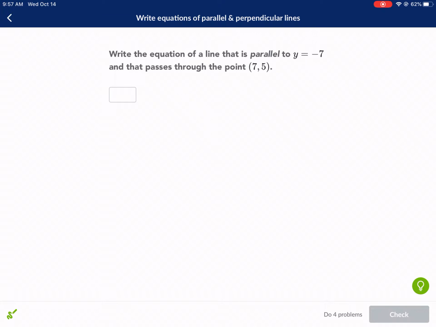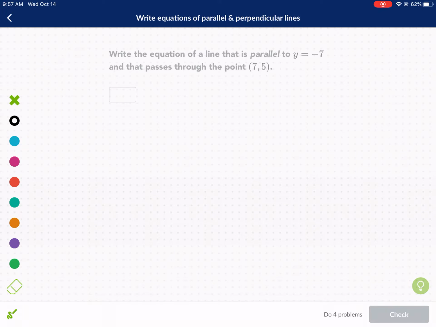Today we're doing writing equations of parallel and perpendicular lines. For many students, this is a very tough concept, so I'm going to try to break it down into a few easier steps. Maybe it'll make it a little bit easier for you.